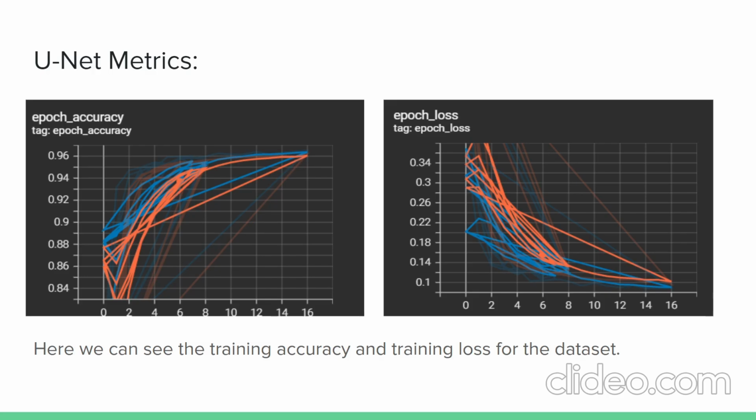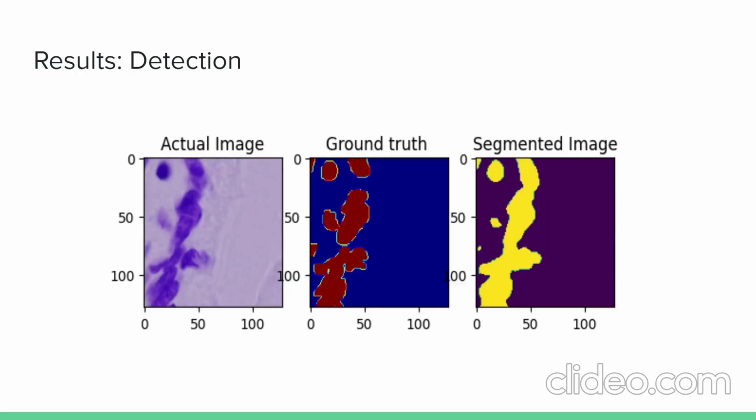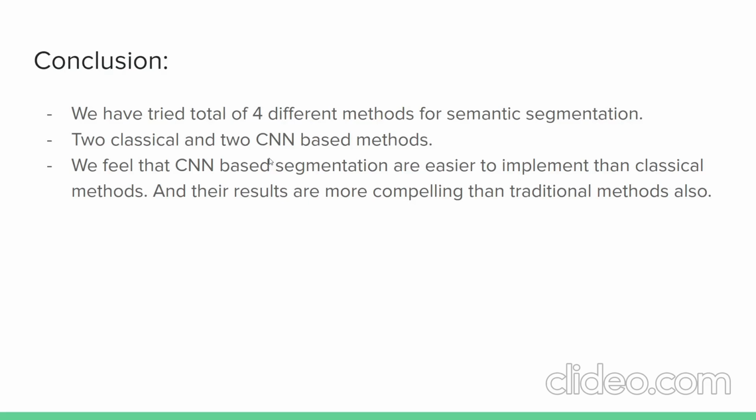Now, after applying all four methods, we can conclude the following: that CNN-based segmentation is easier to implement than classical methods, and the results are more compelling than traditional methods.